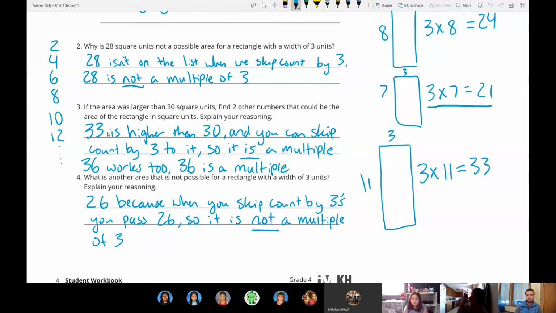Is 15 a multiple of 5? When you know the answer, go ahead and raise your hand on the computer. Is 15 a multiple of 5? Tania?